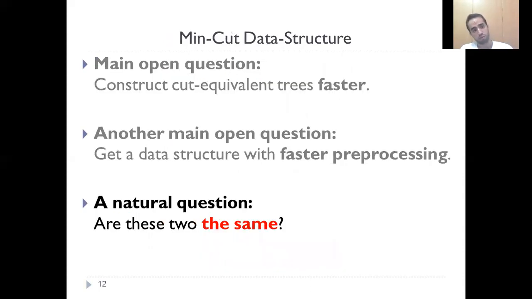So back to our questions, these conditional lower bounds don't tell us anything about those questions because they deal with other graph families, the directed graphs, and we deal with undirected graphs. So are these two questions the same?